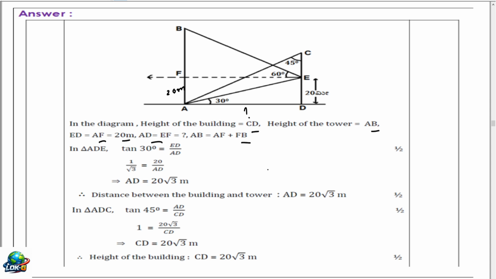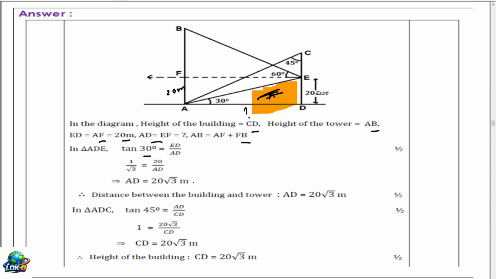In right angle triangle ADE, observe, this right angle triangle ADE, can you observe here? In this right angle triangle ADE, what you can get is tan 30 degree is equal to opposite upon adjacent. Opposite is ED, adjacent is AD. ED length you know, 20 meter. Tan 30 you know, 1 by root 3. You can easily get AD.